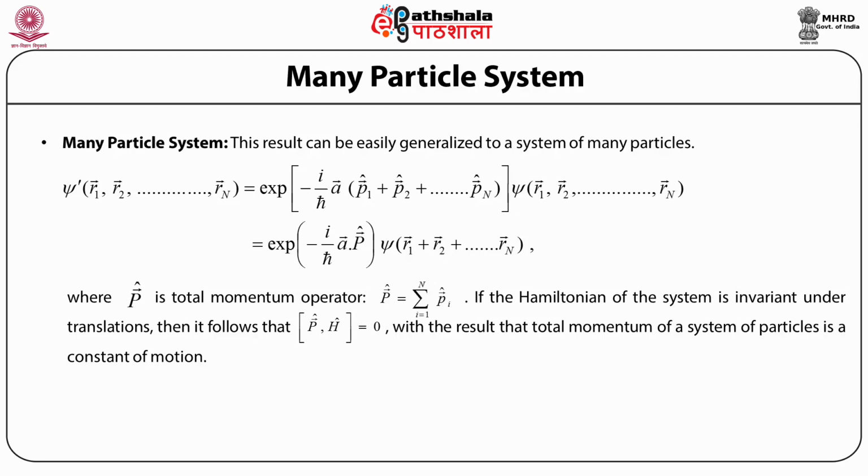Now, if the Hamiltonian of the system is invariant under translations, then from the result that we had derived earlier for a single particle system, we can say that the commutator of the total momentum operator capital P and the Hamiltonian H is equal to 0. And from this result, we can then deduce that the total momentum of the system of particles is a constant of motion. For an n particle system also, the total momentum remains conserved under geometrical translation, or invariance of the Hamiltonian under geometrical translation.